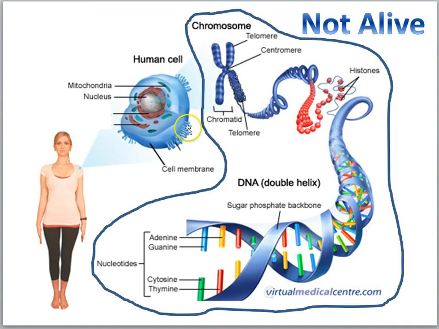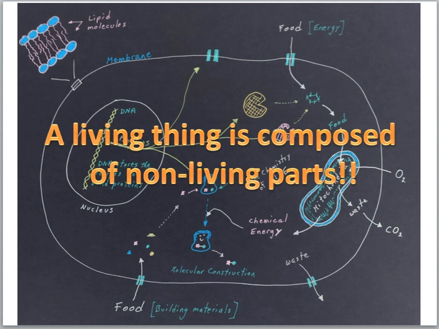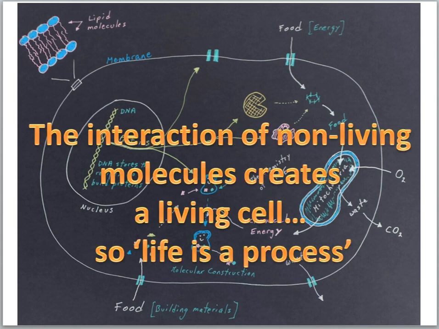But critically, the parts inside cells, all those molecules, the proteins and the lipids and the chromosomes and DNA and even mitochondria, are not alive. So we will end our series with just some interesting things to think about, that cells are made of molecules which are not alive. A living thing, therefore, is composed of non-living parts. And this means the interaction of non-living molecules creates a living cell.